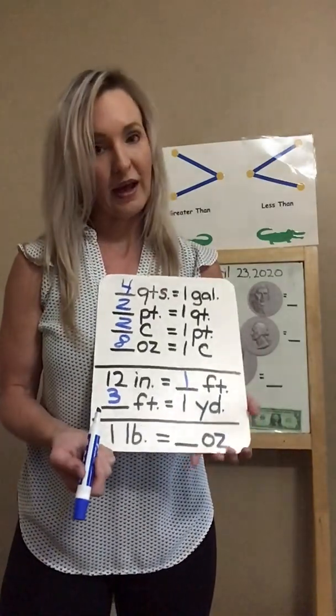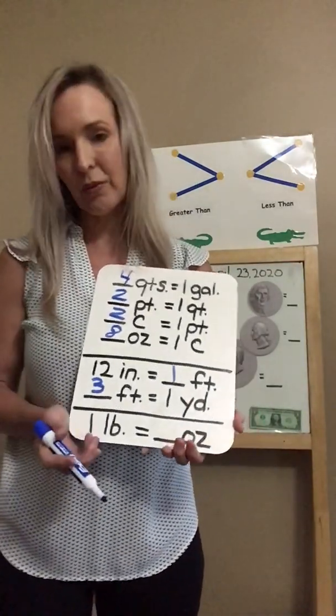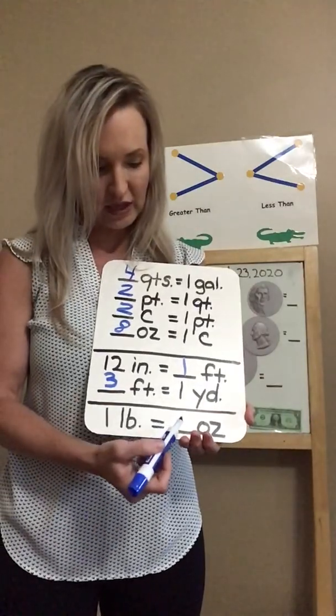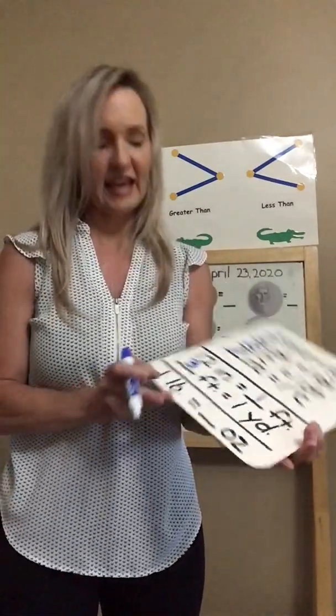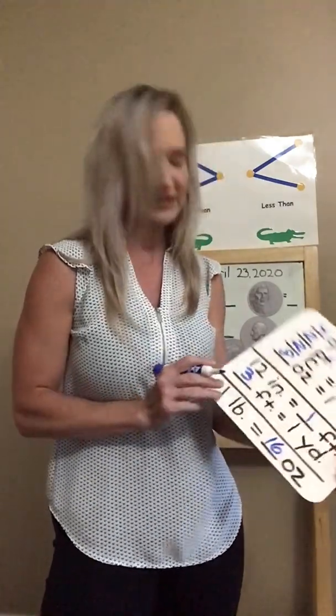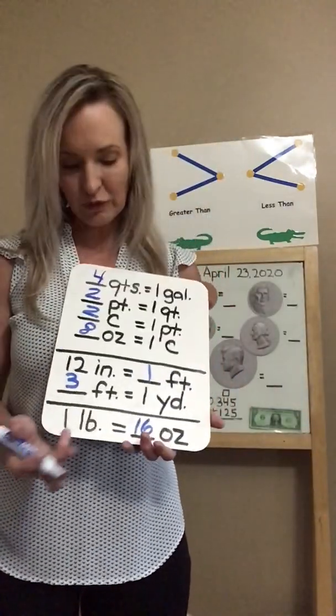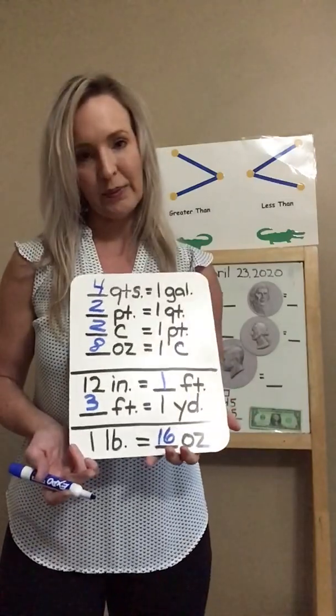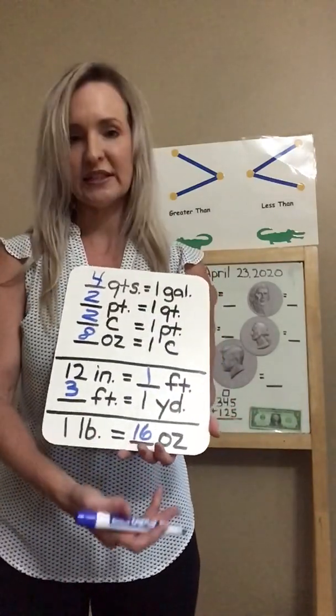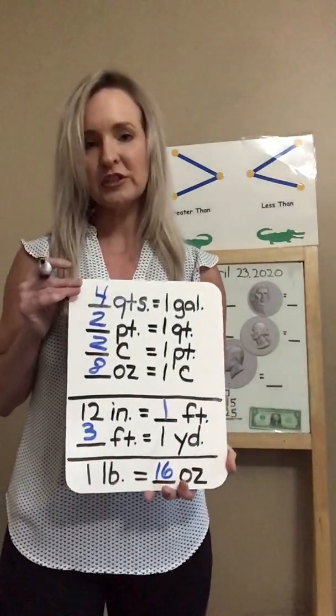It's been a little while, I know, but I just want to refresh your memory that 1 pound equals 16 ounces. Yes, boys and girls, that is referring to weight. We use pounds to weigh something. So 1 pound equals 16 ounces. I just wanted to review those measurements with you today.